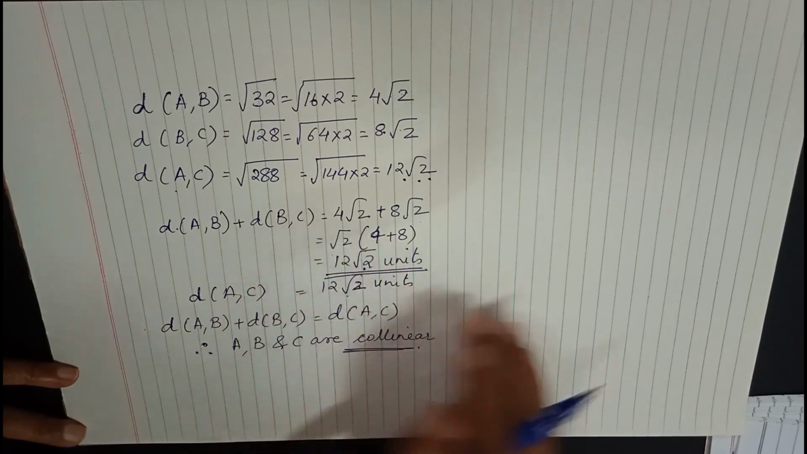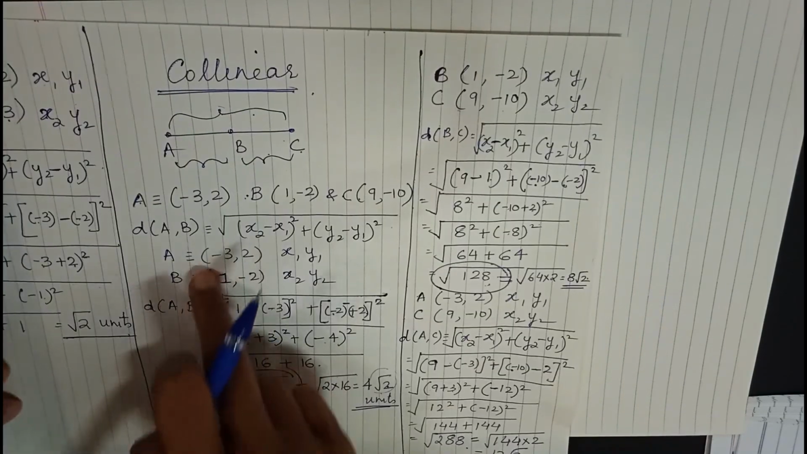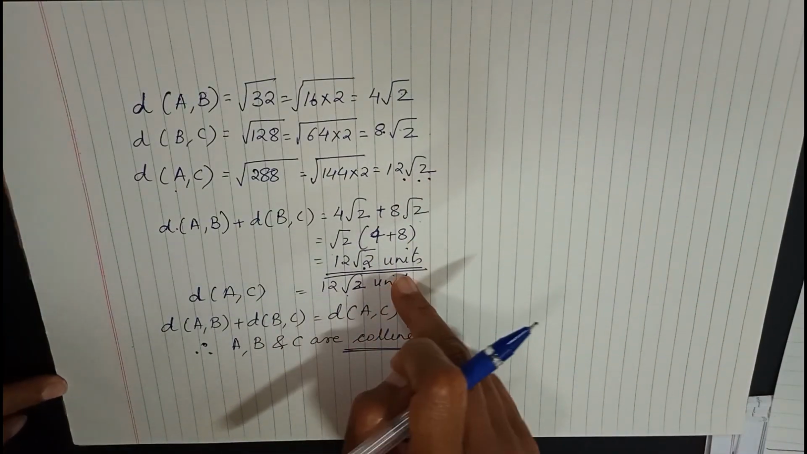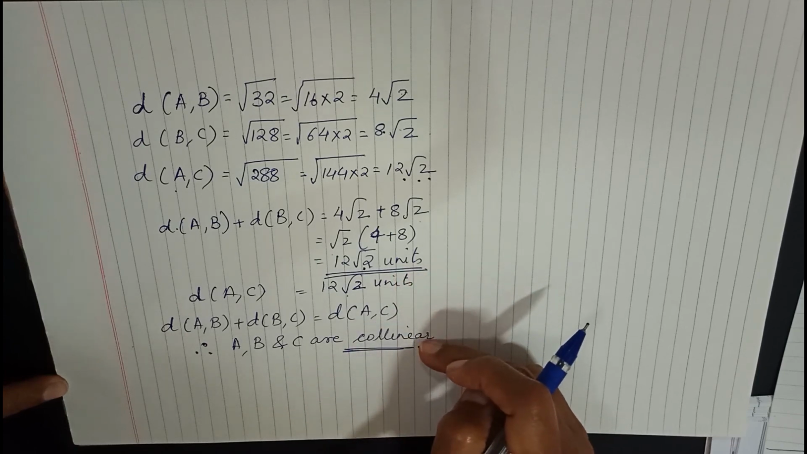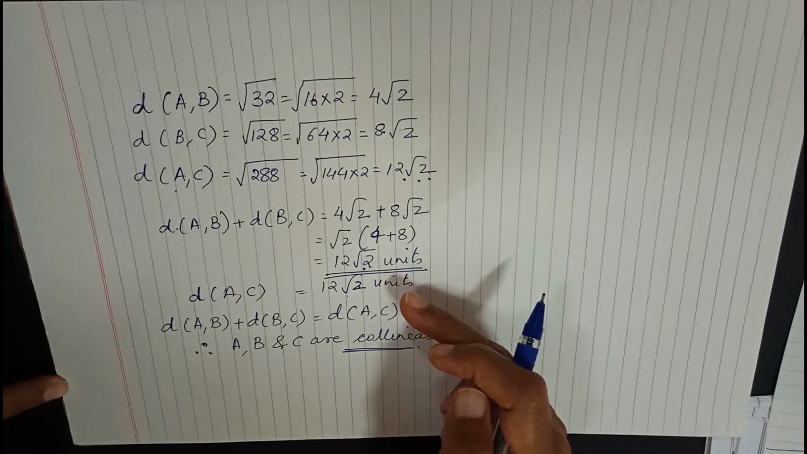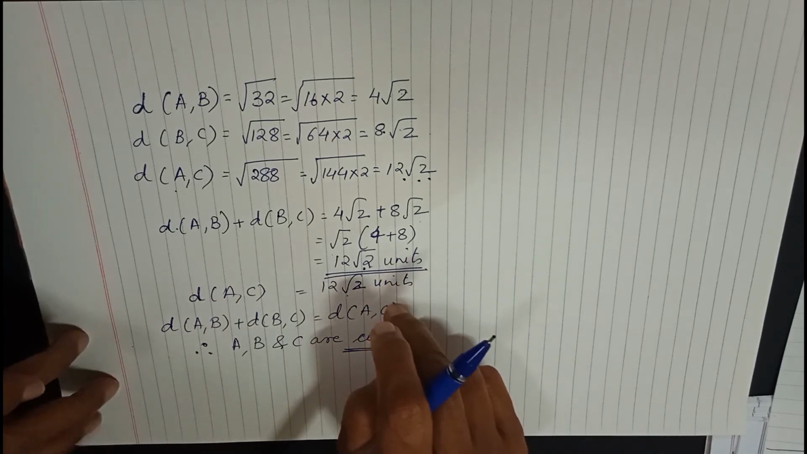So how do we find whether the points are collinear or not? By just finding out the three distances as we did here. We found out the three distances AB, BC and AC, and then by just adding the two small distances and checking whether it is equal to the third bigger distance or not. If yes, then we say the points are collinear. If no, then we say the points are not collinear. So this is how you should be doing the assignment that will be coming along with this video.